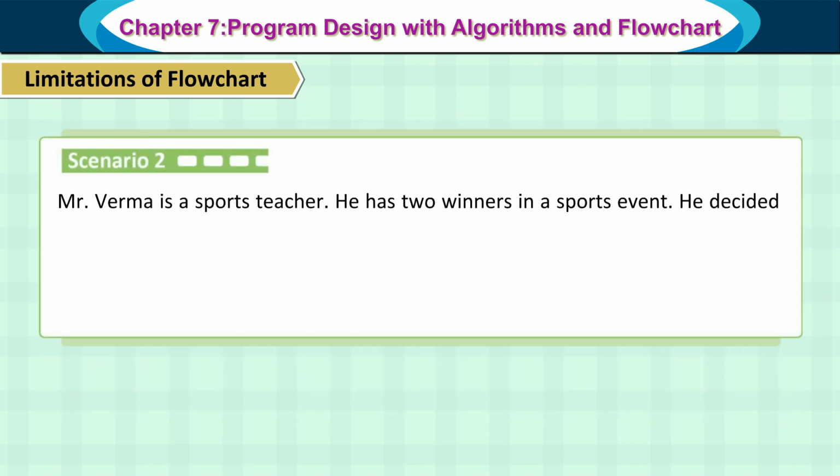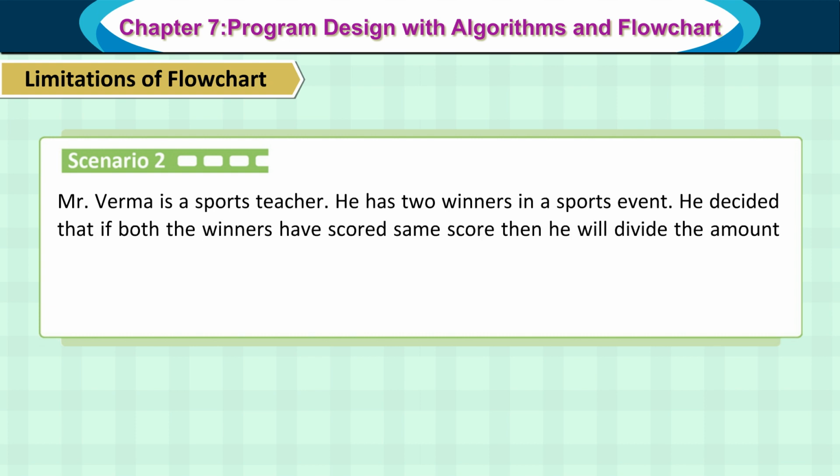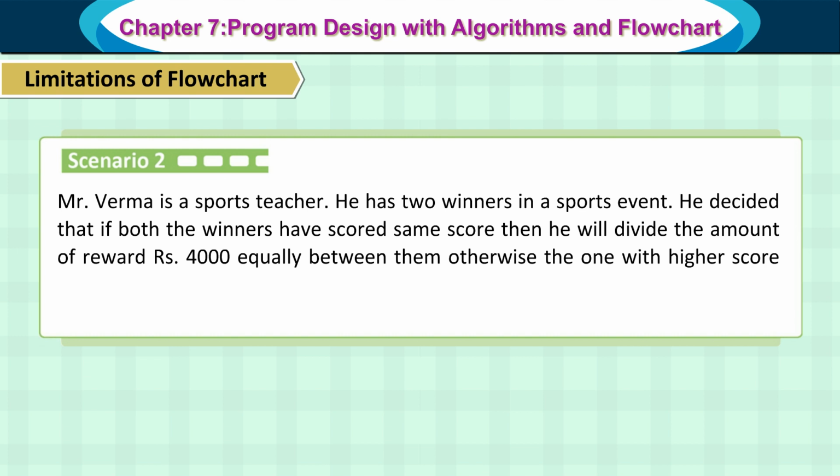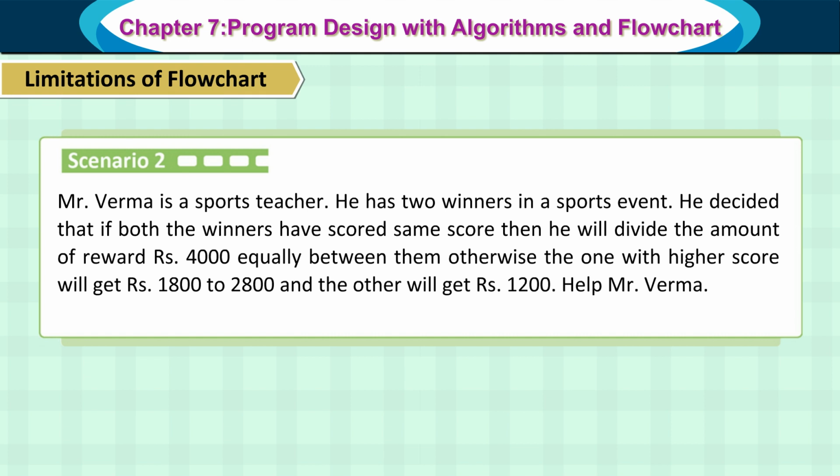Scenario 2. Mr. Verma is a sports teacher. He has 2 winners in a sports event. He decided that if both winners have scored the same score, then he will divide the reward amount of 4,000 rupees equally between them. Otherwise, the one with the higher score will get 2,800 rupees and the other will get 1,200 rupees. Help Mr. Verma.